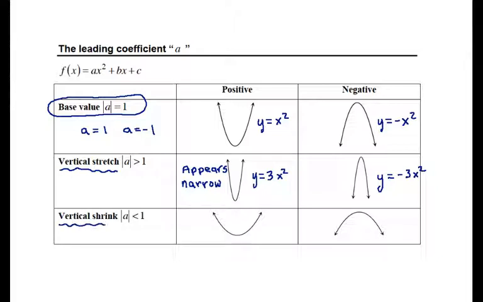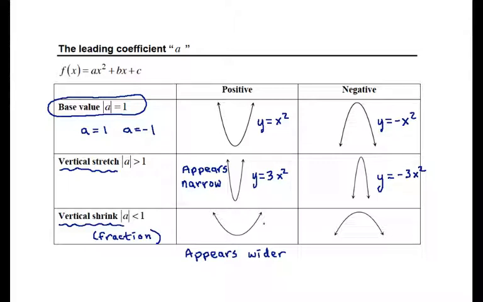If we have a vertical shrink, that is where the leading coefficient in overall magnitude is less than 1, so it will generally show up as a fraction. It could be a decimal value, but it is something smaller than 1. Then we have a graph that is vertically shrunk and it appears wider, almost as if an elephant came along and just sort of stepped down on it. You would notice that it widens out to accommodate that vertical compression.